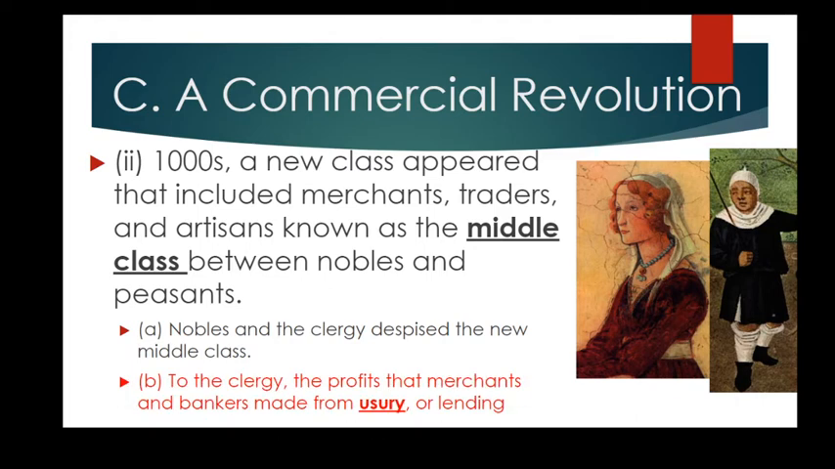They don't like that. Okay, so to the clergy, the profits that merchants and bankers made from usury, or lending, this is an immoral practice. This is where this idea of Christianity is going to actually outlaw banking. So you're not going to see a lot of Christians be bankers, or if you do, a lot of these bankers are going to give lots of money to the church because they're going to feel very guilty for being bankers or being a part of that. It's going to be kind of seen as a bad business. Okay.